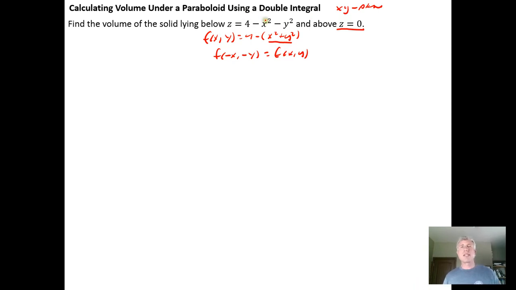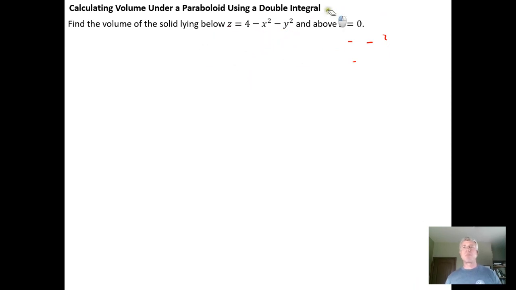And then I could ask the question, what does the region in the xy plane over which I'm going to integrate look like? And that just amounts to replacing z with 0. So 0 equals 4 minus x squared minus y squared means x squared plus y squared equals 4. So it's a circle of radius 2 in the xy plane. So we'll look at this in GeoGebra real quickly. It can help us to understand what we're talking about.